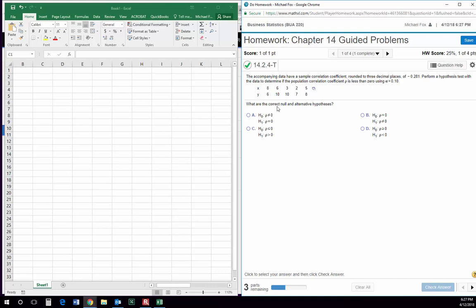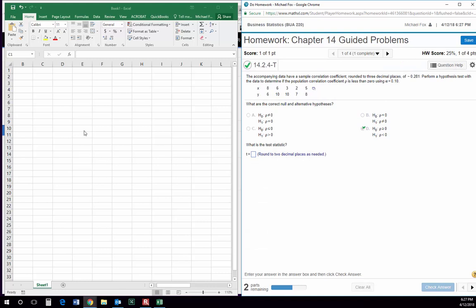So whatever you're testing for, that's your alternative hypothesis. It says to determine if the population correlation coefficient is less than 0, so that'll be our alternate hypothesis, that it's less than 0. And then our null would be the opposite, that it's greater than or equal to 0. So that's our first step.